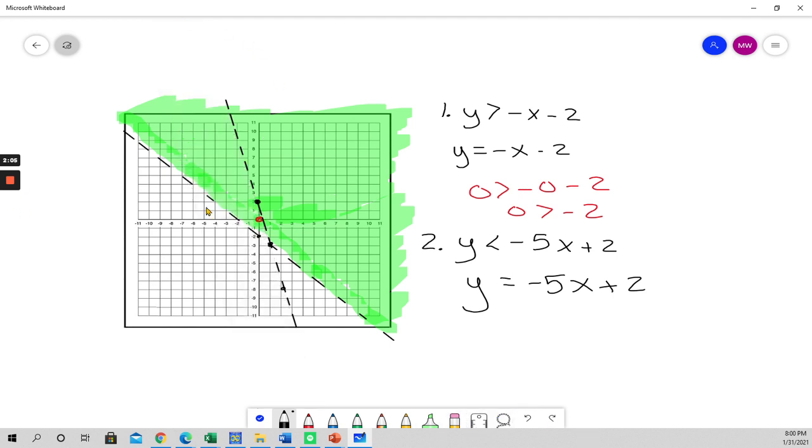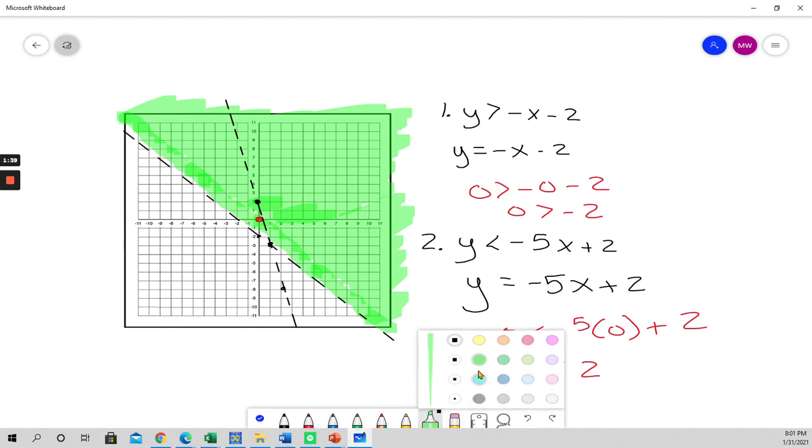0, 0 is not located on this line, so I'm going to plug 0, 0 in. So, is 0 less than negative 5 times 0 plus 2? So, is 0 less than 2? Yes, it is. That's a true statement. So that means I shade the region of the graph that contains 0, 0.